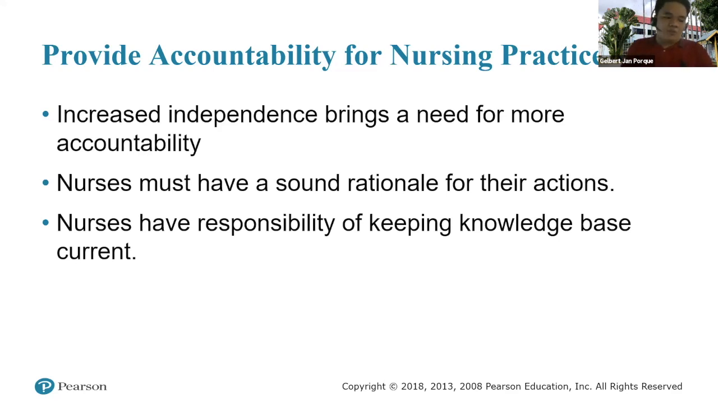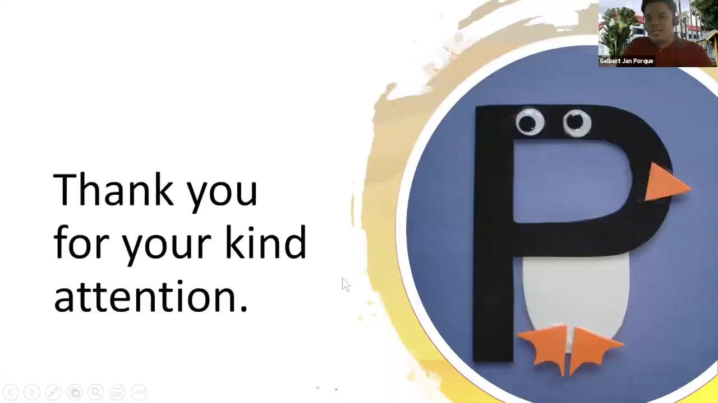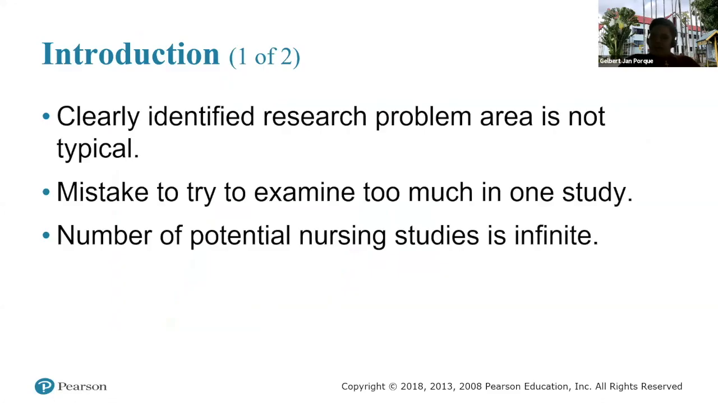Okay? So that will be futile on our part because, as I have mentioned, knowledge changes every 5 years. That's the assumption. Okay, introduction. So a clearly defined research problem area is not typical. It is a mistake to try to examine too much in one study, and the number of potential nursing studies is infinite. Now, in this case, the message of this slide is that your first problem in your nursing research class is that you don't have a problem.